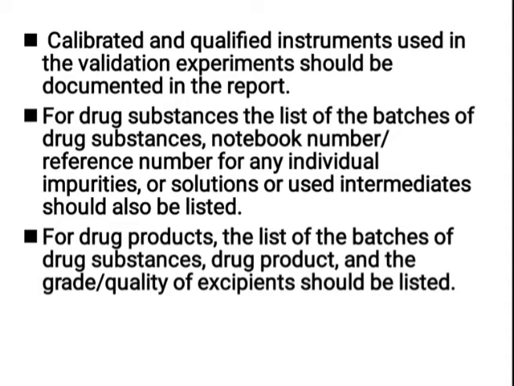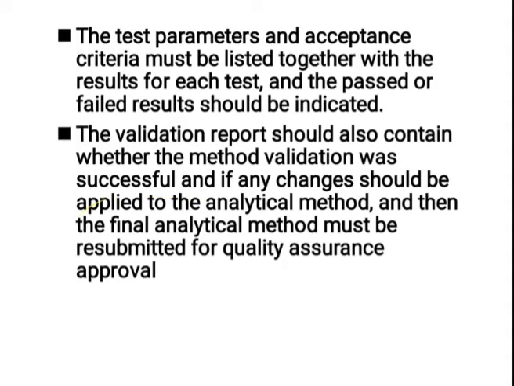Means for the drug substance, how many batches, notebook number, reference number, impurities, solutions or intermediates can be listed specifically in the validation report. Then for drug product, the list of batches of drug substances, drug product and the grade or quality of the excipient should be listed there. Then the test parameters and acceptance criteria must be listed together with the results for each test, and the passed or failed results should be indicated. I mean, whether this procedure is working or not. This can be noted in the validation report.